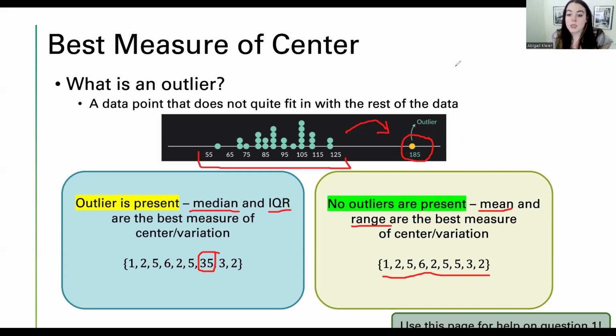And so again, using this information to solve a question on your test, this is particularly helpful for question number 1 on your unit test. Again, if an outlier is present, we would want to use the median and the IQR. If there is no outlier present, we would want to use the mean and the range.